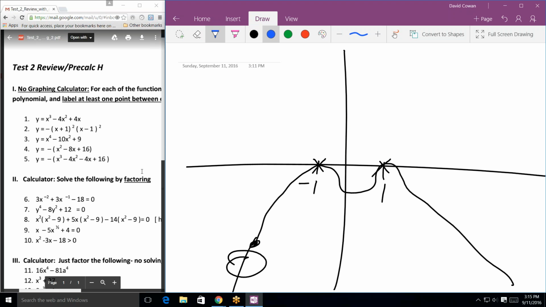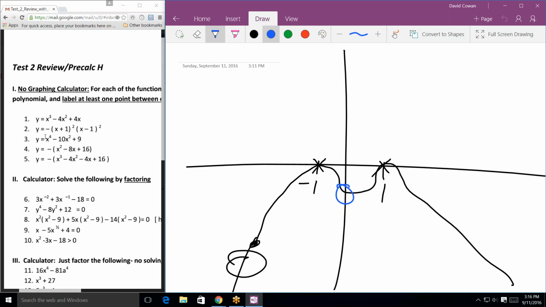Now, how can I figure out that point right there? Because I want at least 1 point between the x-intercepts. Well, I've got the two x-intercepts on there. The easiest point to get is going to be the y-intercept. What does it mean when I say what the y-intercept is? When x is at 0. Yeah. So plug in 0 for x and figure out what y is.